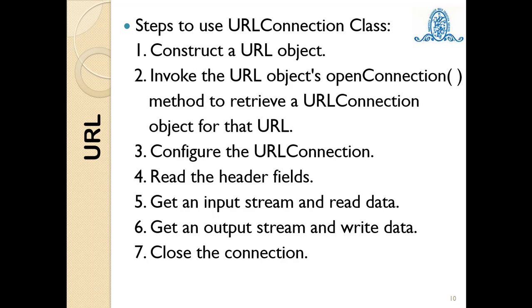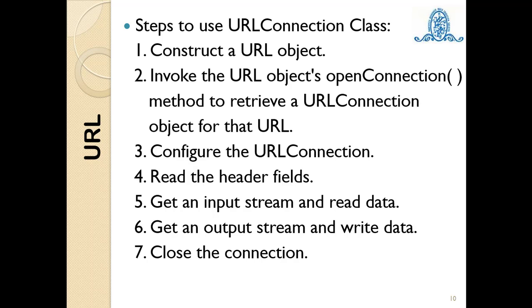Now these are the steps to use the URLConnection class. Step number 1, construct a URL object. Step number 2, invoke the URL object's openConnection method to retrieve the URLConnection object. Step number 3, configure the URLConnection. Step number 4, read the header file. Step number 5, get an input stream and read data. Step number 6, get an output stream and write data. And the last step is close the connection.